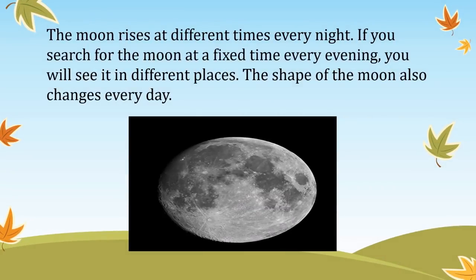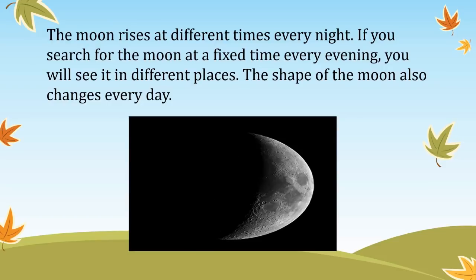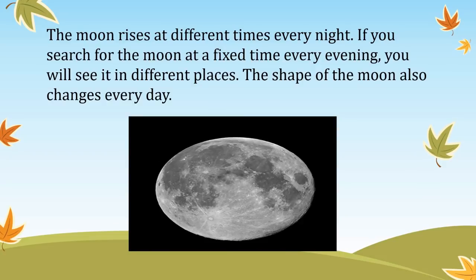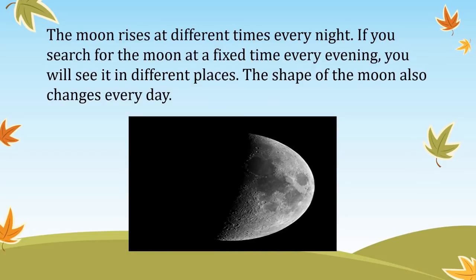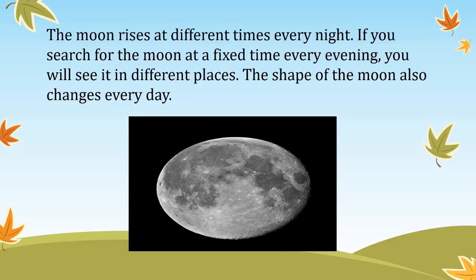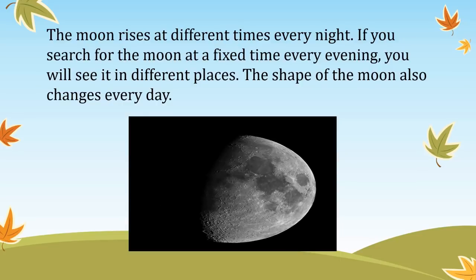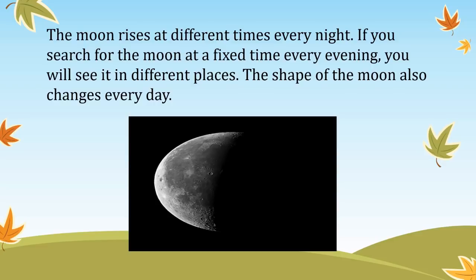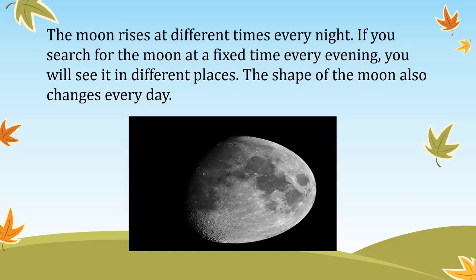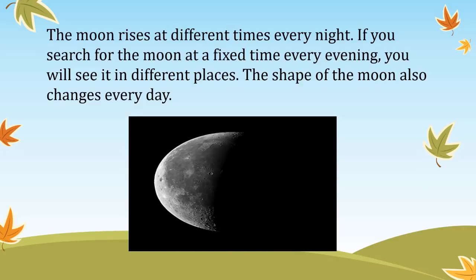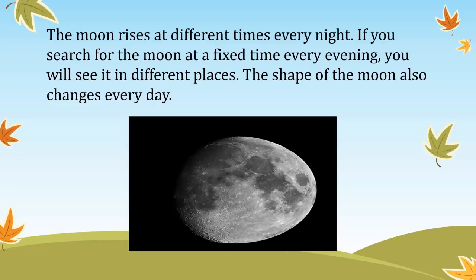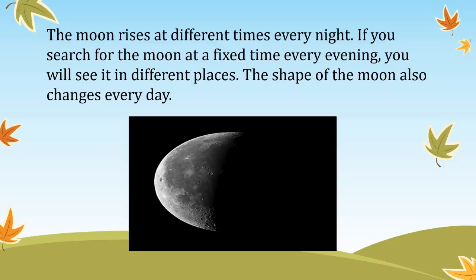The moon rises at different times every night. If you search for the moon at a fixed time every evening, you will see it in different places. The shape of the moon also changes every day. So students, the moon rises at a different time each day. If you look at the moon every day, you will see that it looks different. On some days, it looks like it is becoming bigger in size. On some days, it looks like it is becoming smaller.